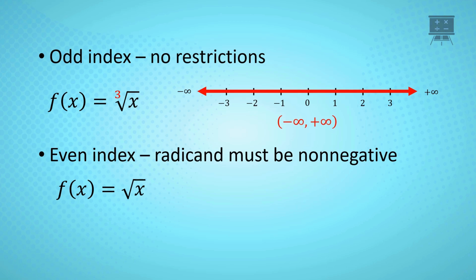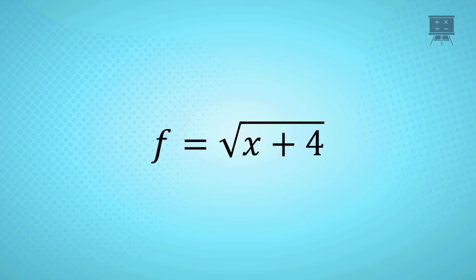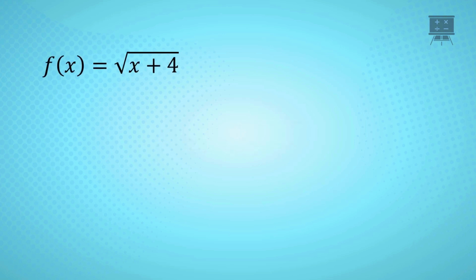The domain of f is the set of all real numbers where the radicand is greater than or equal to 0. Let's find the domain of f. What's inside the square root has to be greater than or equal to 0. To find all values that can be an input of f, we solve the inequality x plus 4 is greater than or equal to 0. Subtract 4 from both sides. Therefore, the domain of the function is the set of all real numbers greater than or equal to -4.